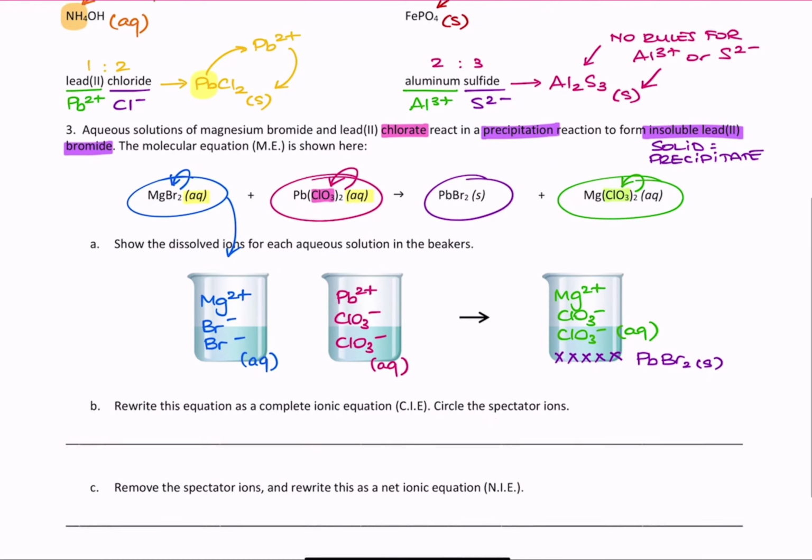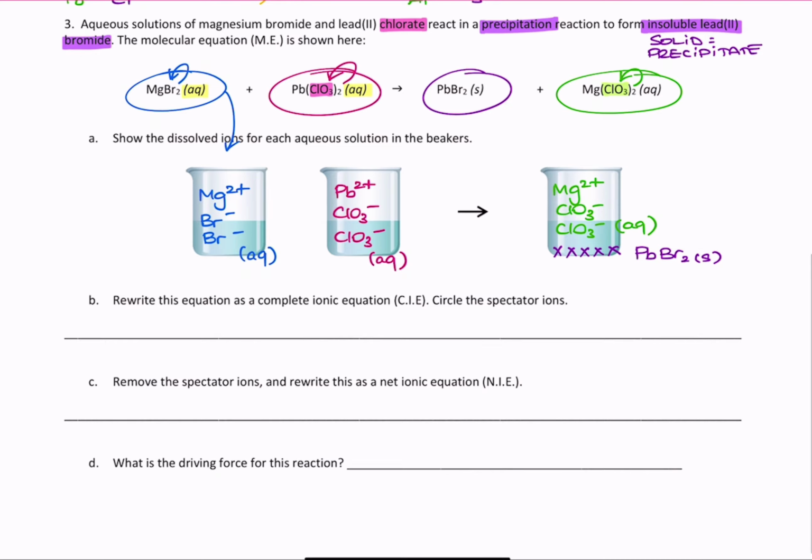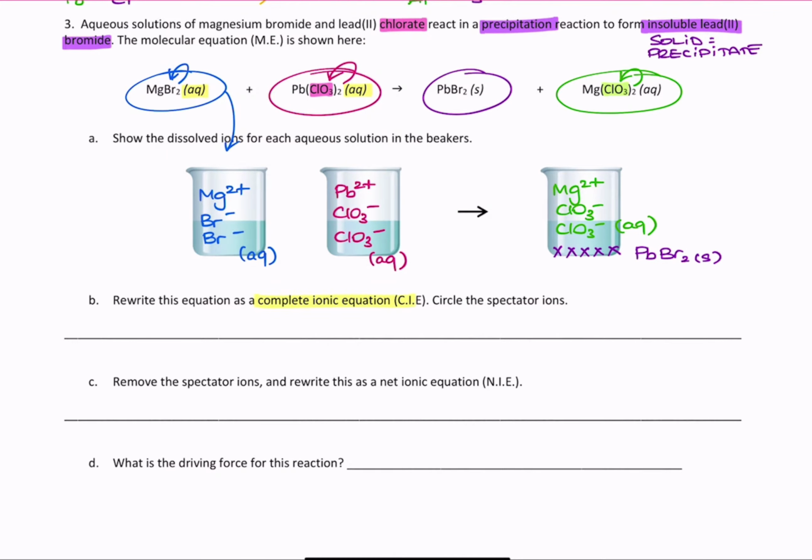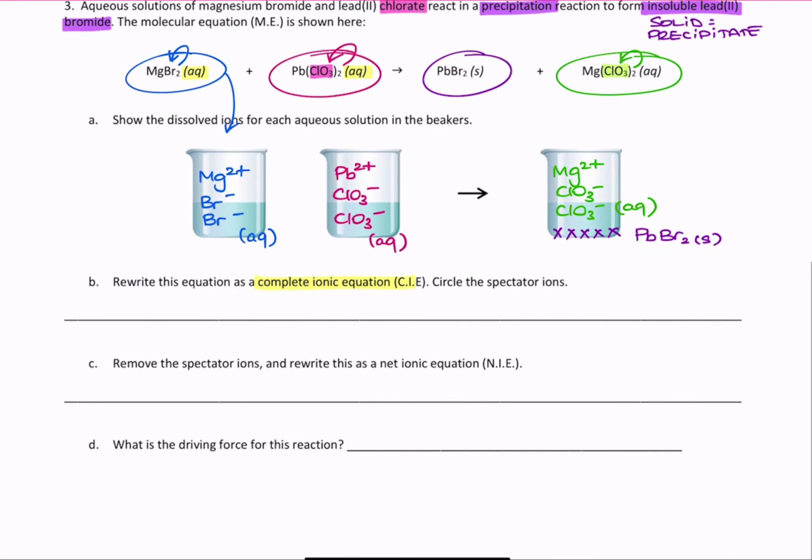Now that we have this information, we can rewrite the equation as a complete ionic equation. So complete means that we're going to show all the ions, okay? So let's take a look. What we're going to do is copy what we have in the beakers.